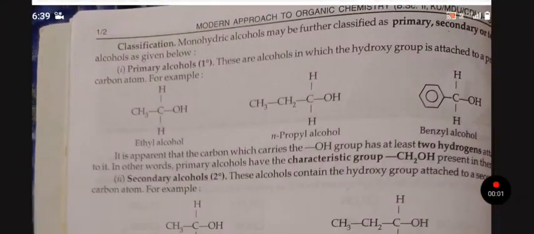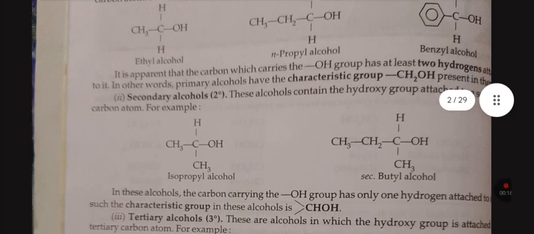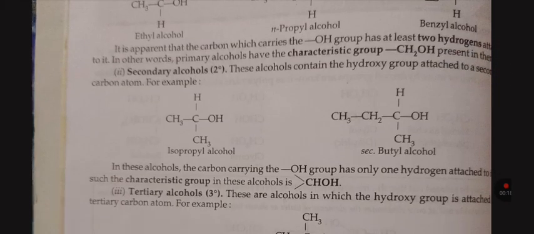Classification. Monohydric alcohols may be further classified as primary, secondary, or tertiary alcohols as given below. Primary alcohols. These are alcohols in which the hydroxyl group is attached to a primary carbon atom. For example, ethyl alcohol and propyl alcohol. It is apparent that the carbon which carries the OH group has at least two hydrogens in it. In other words, primary alcohols have the characteristic group CH2OH present in them.